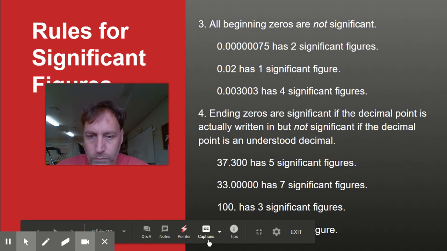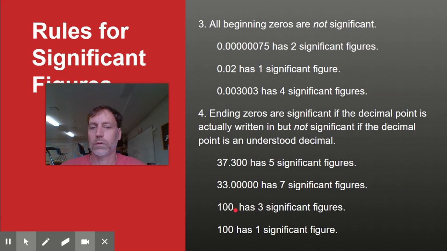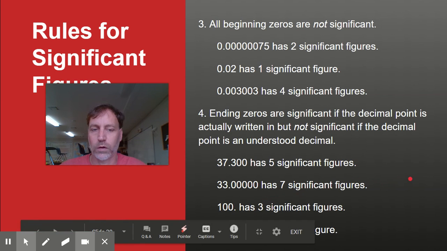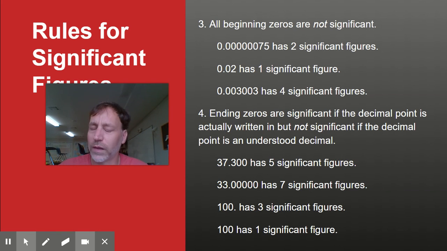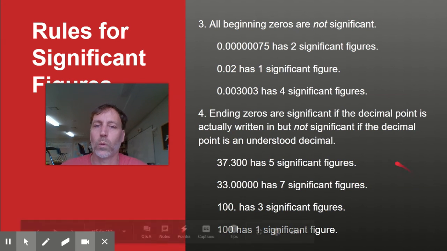Let me see, I've got to move this thing out of my way. It won't allow me. Okay, and then if there's not a decimal point right there, this would only have one significant figure. So if you see 100 without the decimal, if the decimal is not there, it has one significant figure. So 100 with a point has 3, and 100 without a decimal point just has 1.